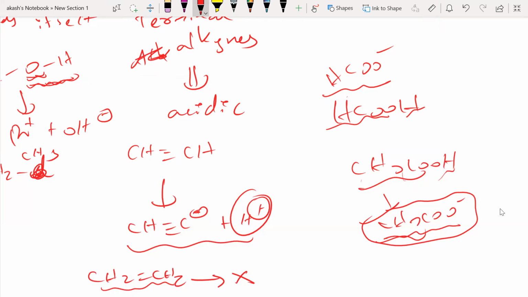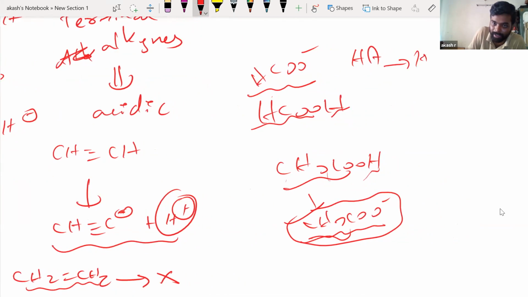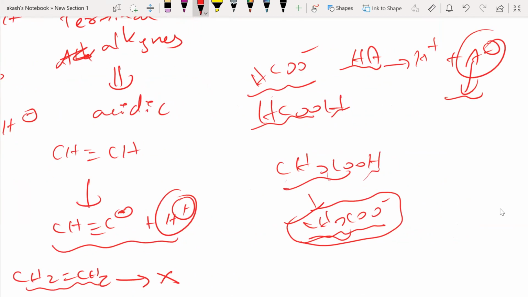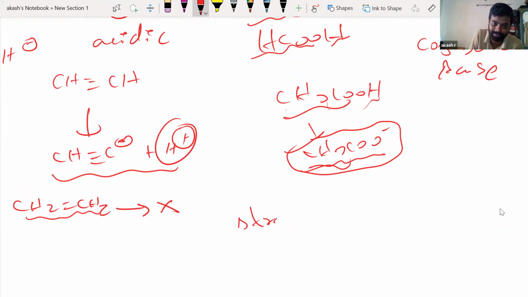See, I have an acid HA, some acid. I remove the H plus, and what is remaining is A minus. What is it called? With respect to this acid, this A minus is called the conjugate base, right?